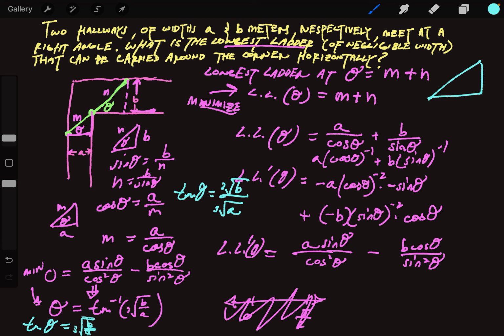If I did this all okay, let's see. Yeah, I believe I did. So since that's the case, theta is right here. Tan is opposite, which is the cube root of b, over the adjacent, which is the cube root of a. And then you get this.